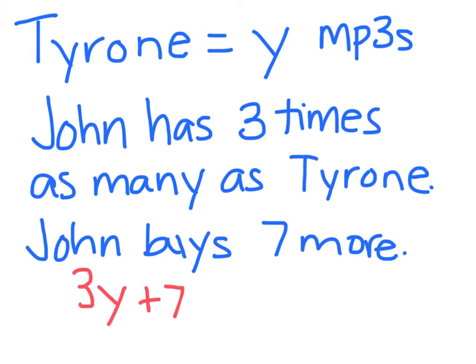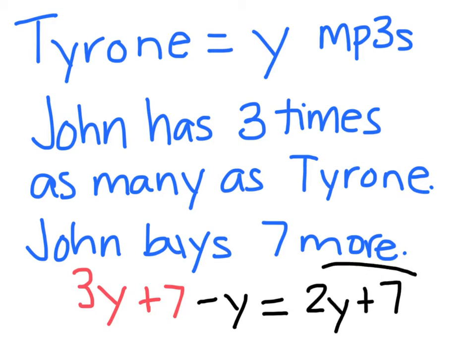So how many more does he have than Tyrone? Well, Tyrone has Y MP3s, so we need to subtract Y away to calculate how many more MP3s John has than Tyrone. 3Y minus 1Y gives us 2Y plus 7. So John has 2Y plus 7 more MP3s than Tyrone.